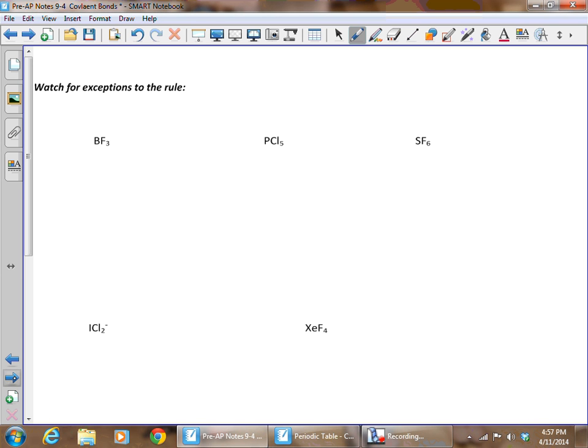If it tells you there are 5 elements around the central element, or 5 atoms around the central atom, that's what you're going to put. If it tells you 6, that's what you're going to put. So nothing we have to really figure out. We're going to follow the same rules. Now on BF3, boron has 3 valence electrons. Let me double check on that.